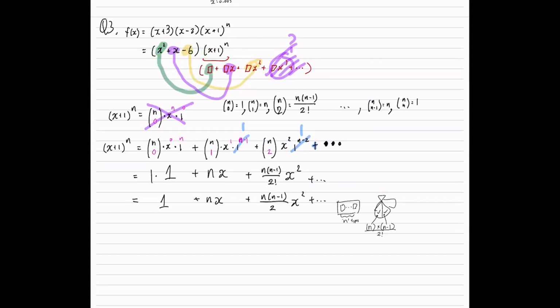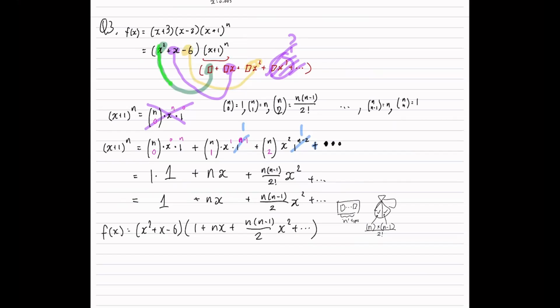What that means is we now have to substitute the x plus 1 to the power n, which we have found over here, back inside, which means that we will obtain f of x equals, I'm just going to rewrite it, f of x equals x squared plus x minus 6 multiplied by 1 plus nx plus n times n minus 1 over 2 x squared plus dot dot dot. Okay? So far so clear? Okay, good. Now you want to get the quadratic term.